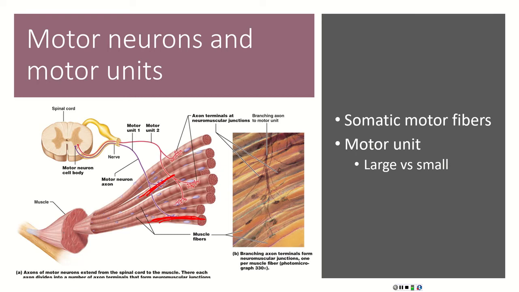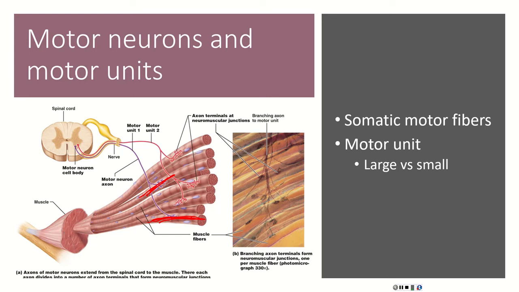And we can talk about motor neurons being large, in which case there are lots of muscle cells innervated by a single neuron. Or small, in which case one motor neuron innervates just a few muscle cells. Why would we need any difference? Well, large motor units tend to be found in areas where we need strength. Small motor units tend to be found in areas where we need very fine motor control.